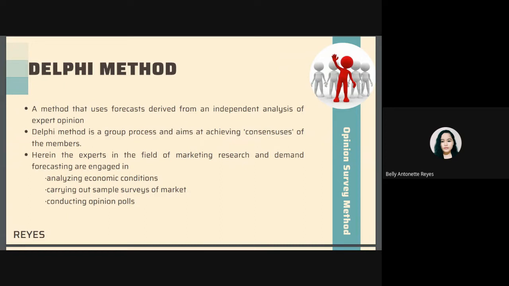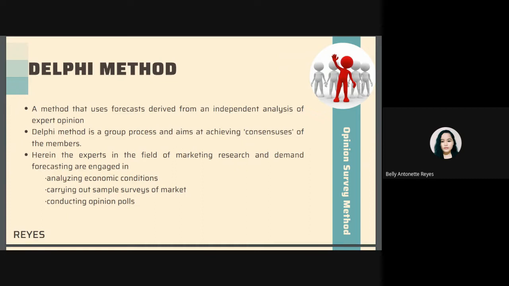A second type is the Delphi method. It is a method that uses forecasts derived from an independent analysis of expert opinion. In the Delphi method, members of a panel of experts individually receive a series of questions relating to the underlying forecasting problem. Their responses are then analyzed by an independent party who tries to elicit a consensus opinion by providing feedback to panel members in a manner that prevents direct identification of individual positions. This method helps to limit the bandwagon problem of the basic panel consensus approach.